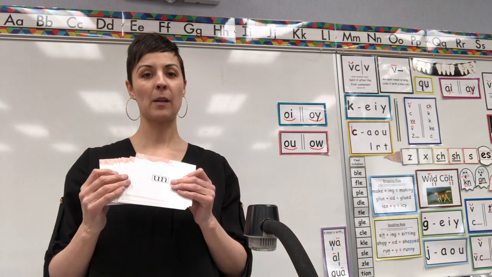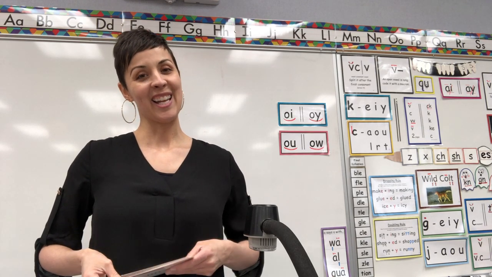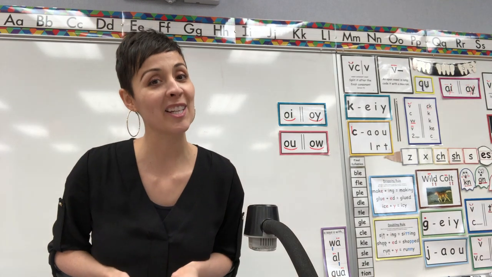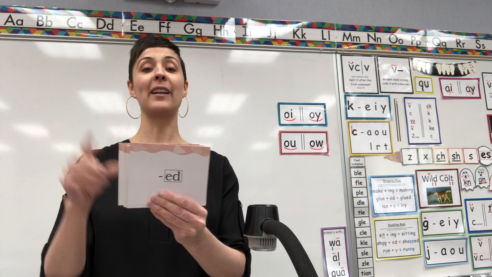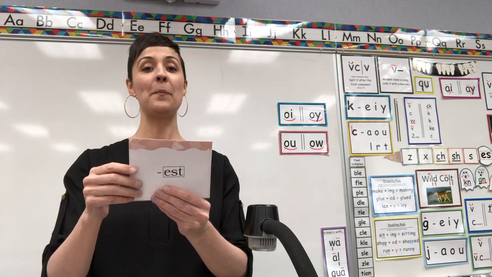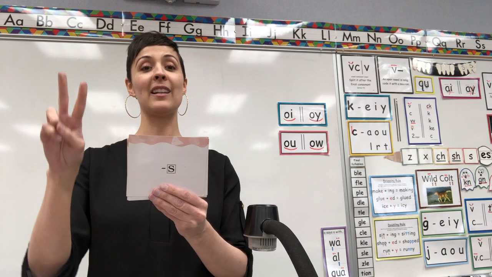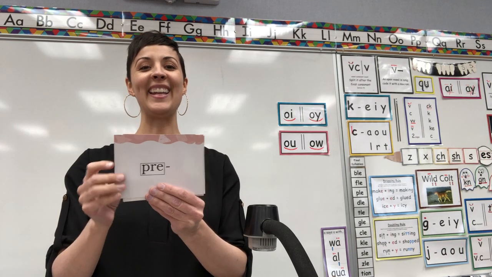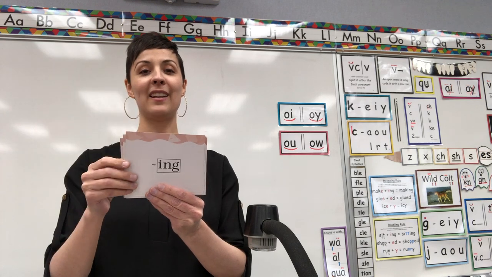Okay, we're doing our affix deck, but here's what I noticed. I've been keeping all the prefixes together and all the suffixes together, and I think that has made it too easy. So I am mixing them all up, prefixes and suffixes, and you're just going to have to watch super carefully to know which one is which. Starting suffix ing. Ready? Suffix ing, suffix t, d, ed. Suffix es, suffix e, suffix er, suffix est, suffix ness, suffix less, suffix s, suffix li, suffix full. Woo! Ready? Prefix pre, prefix dis, prefix un, suffix ing.